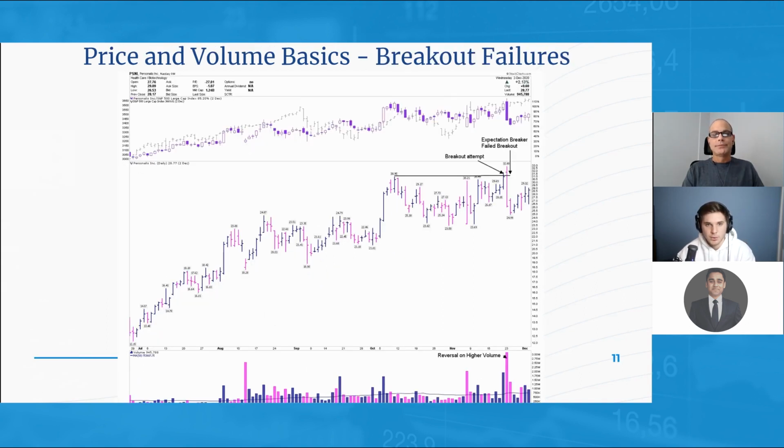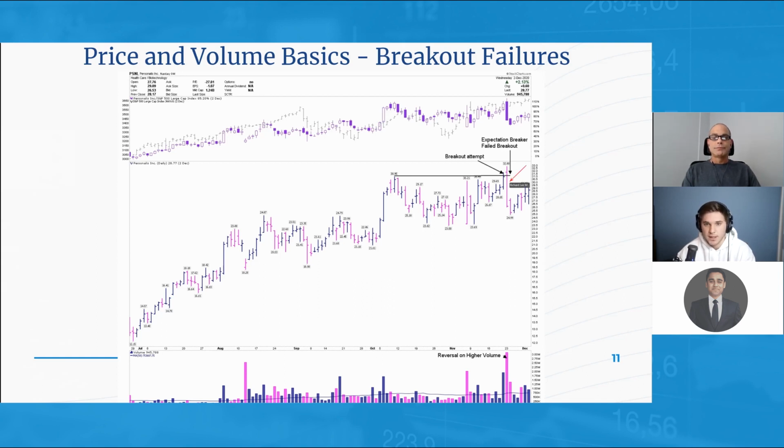And moving on to breakout failures. Once again, this is all about expectations. When a stock is breaching a significant point of resistance, we want to see follow through. We want to see strong moves up on volume, indicating that institutions are supporting the stock and causing that breakout. However, this example is the exact opposite of what we want to see.